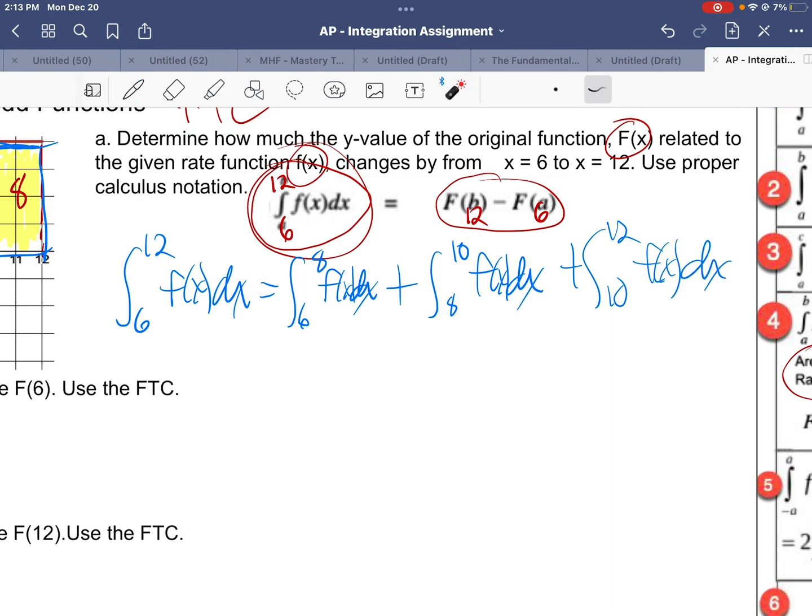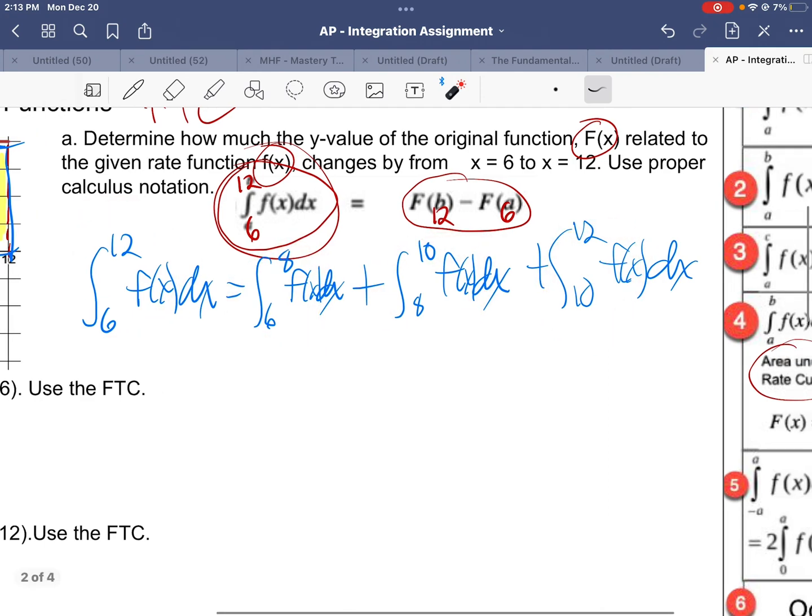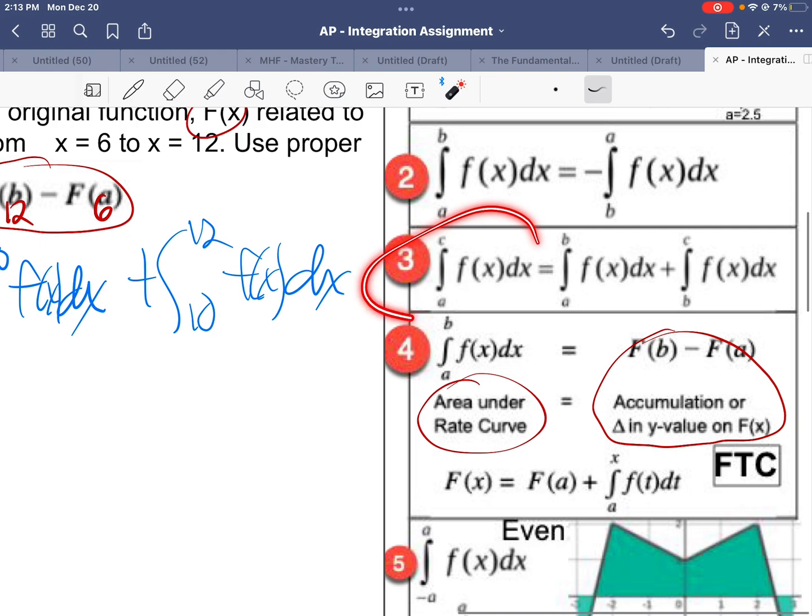I want you to notice something here. 6 to 12 is the same thing as 6 to 8 plus 8 to 10 plus 10 to 12. Whenever areas are joined this way, this starts at 6 and it ends at 12, so that's going to be 6 to 12, because I'm going 6 to 8 and then starting at 8 over here, 8 to 10, and then I start again at 10 over here. These areas are automatically beside each other, so the sum of all three of these areas adds up to that area. And that formula, folks, is right here. It's number 3.